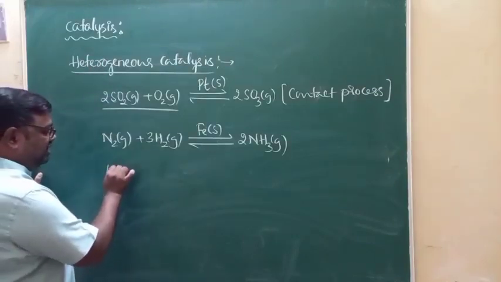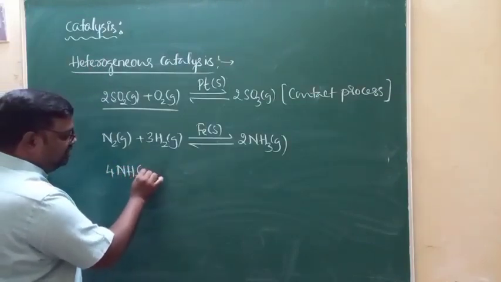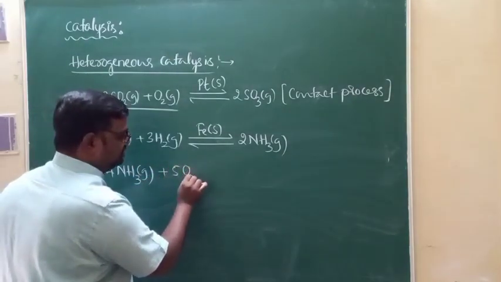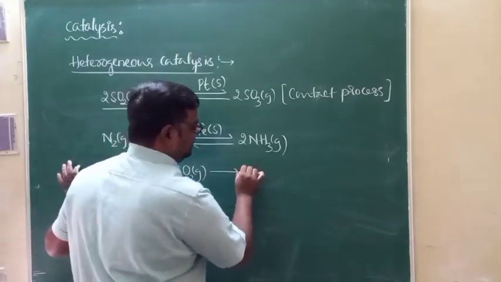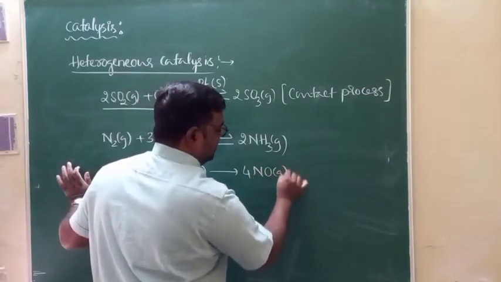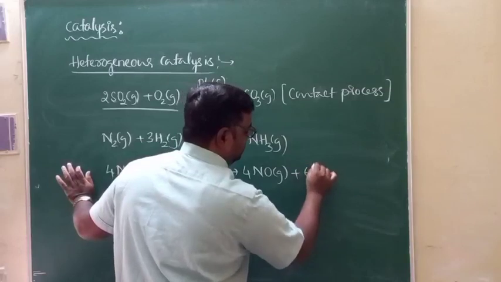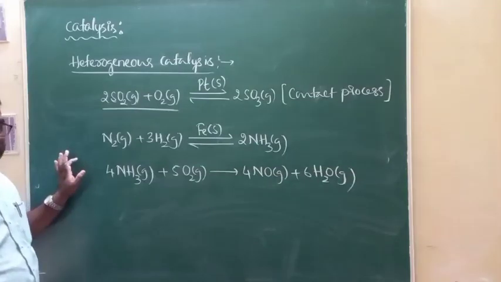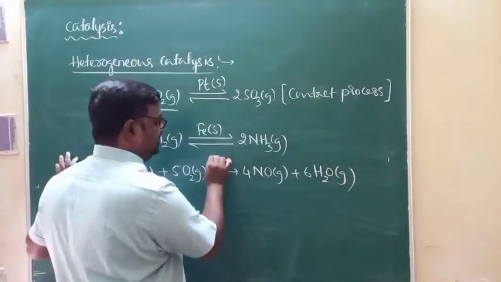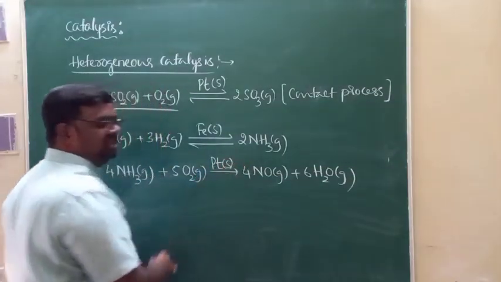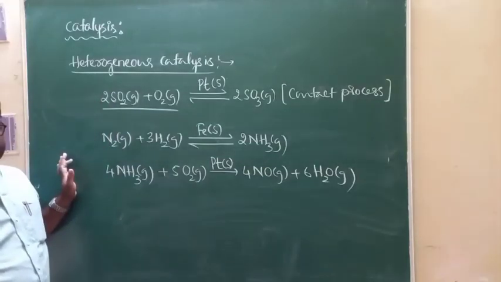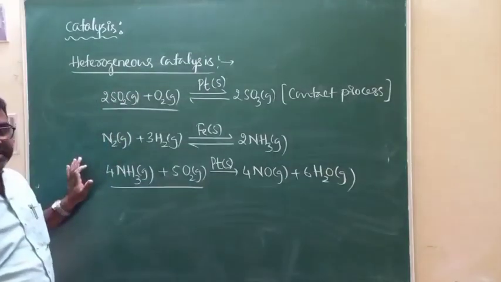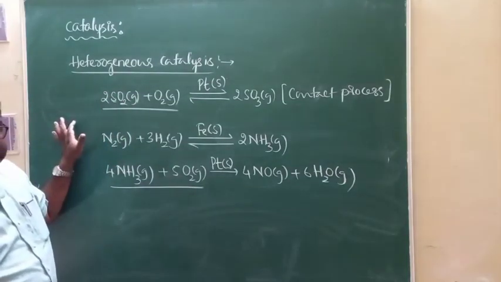Or you can say, in the manufacture of nitric acid, we have the reaction between ammonia and of course oxygen gas. That leads to the formation of nitric oxide gas, and of course along with the formation of water there. And of course this is one more example for heterogeneous catalysis. This reaction is catalyzed by platinum, which is in solid state. Platinum rhodium catalyst. Platinum is in a solid state, and of course reactants are in gas phase. So this is an example for heterogeneous catalysis.